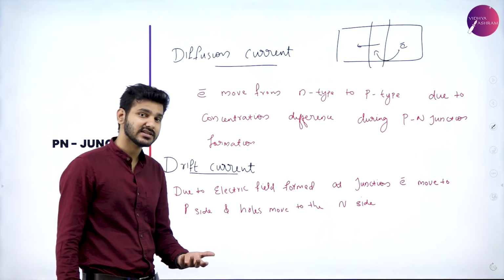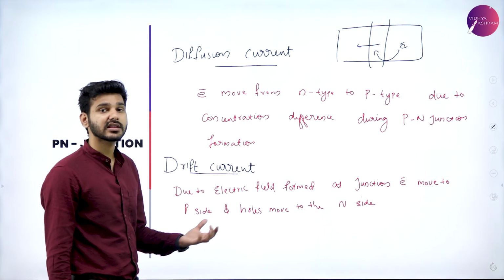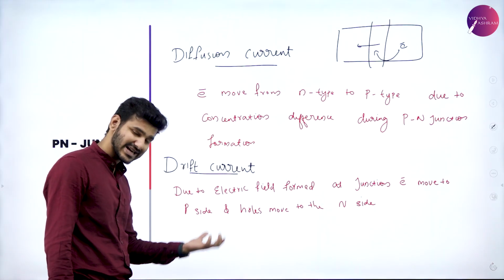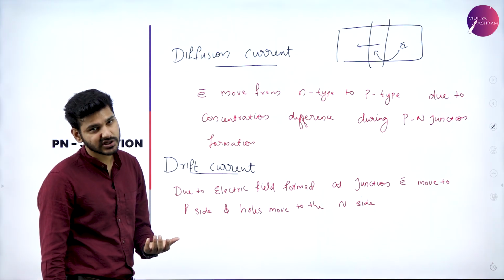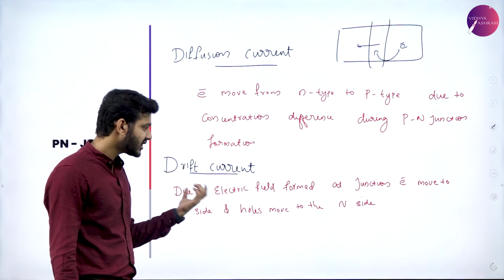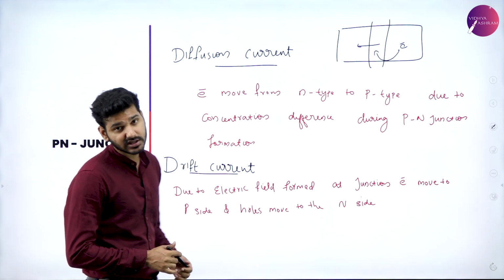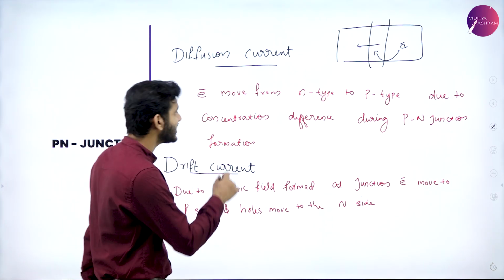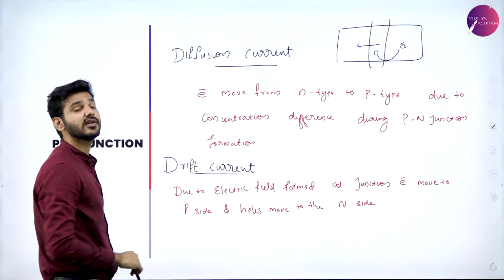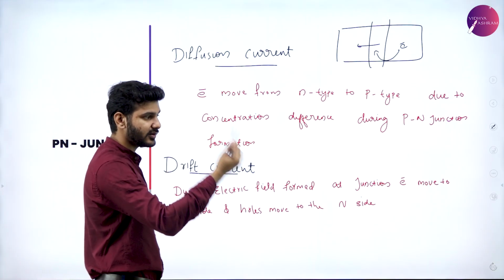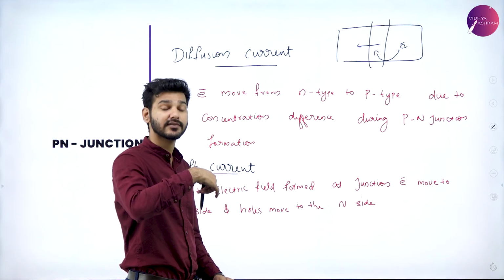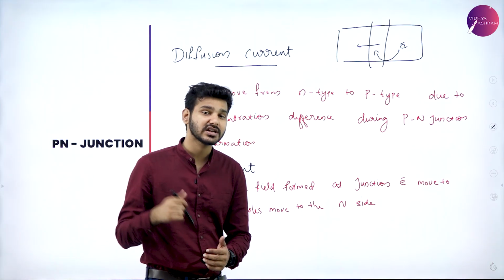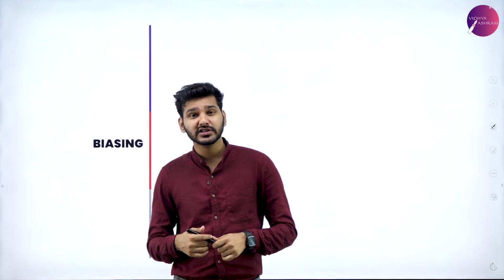So again, we can say that this particular current that is produced due to the electric field in the depletion region is known as drift current. And one important thing is that drift current will be in the opposite direction to the diffusion current. Diffusion current will be in one direction, and drift current will be in the opposite direction. Now that is all about the PN junction.